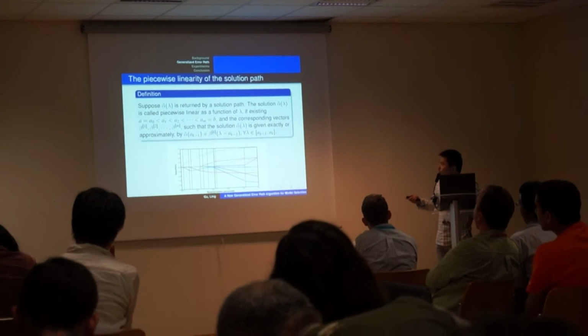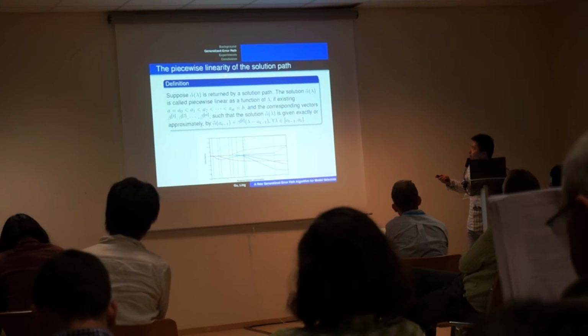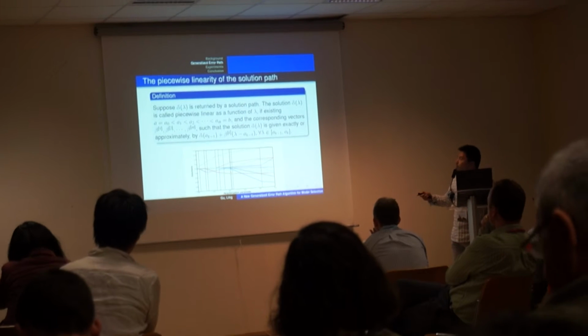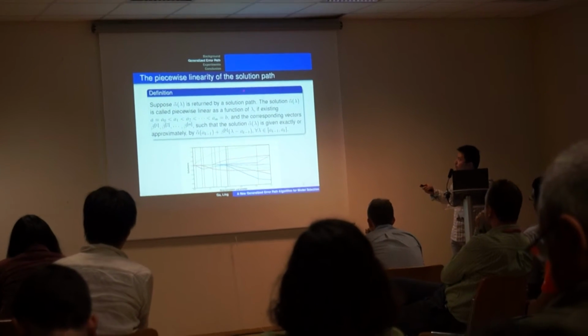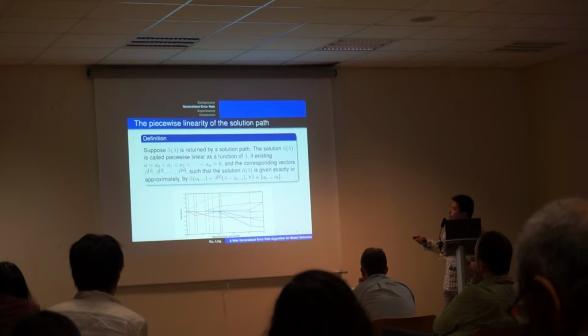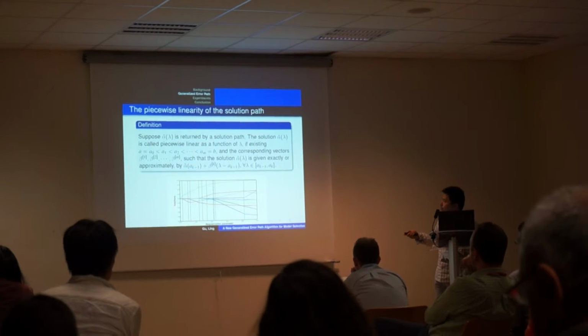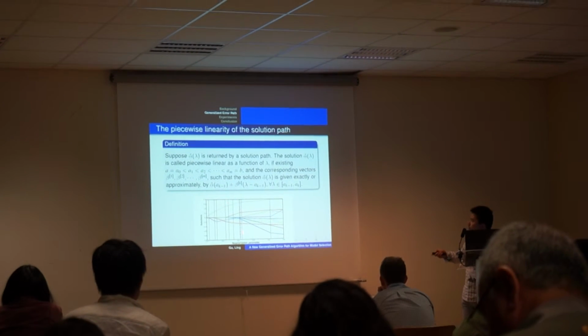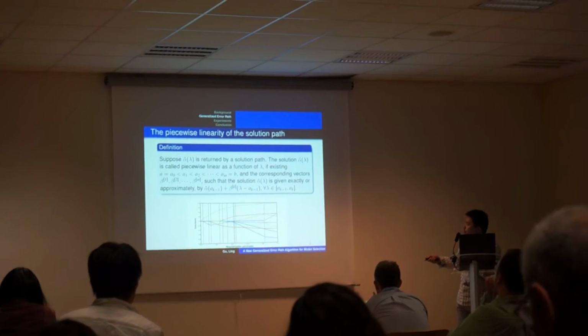Firstly, we will introduce the piecewise linearity of the solution path. This is the definition for the piecewise linearity of the solution path. From the definition, suppose alpha lambda is returned by a solution path like in this picture. This is a solution, this is a solution, this is a solution, and this is the parameter lambda.